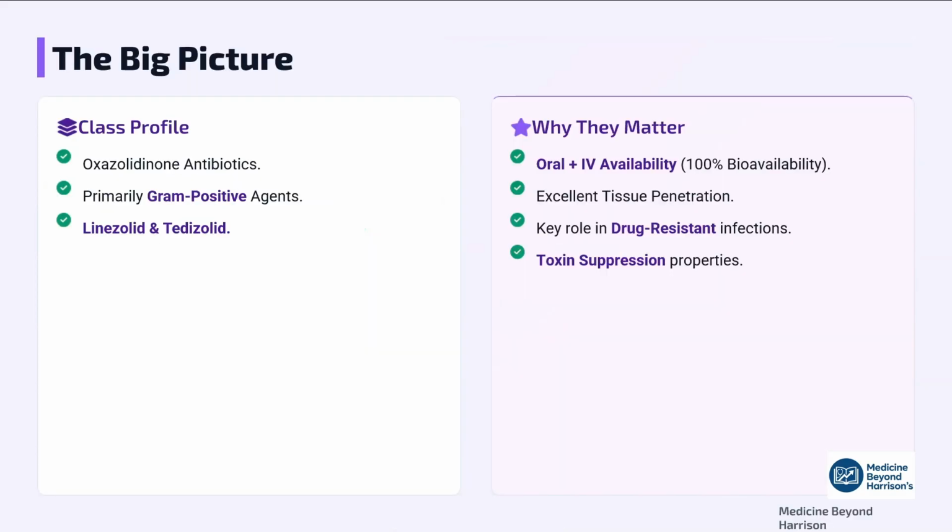Let's get started. So, the big picture: Oxazolidinone antibiotics include Linezolid and Tedizolid, which are primarily gram-positive agents. Oral and IV availability is almost 100% with excellent tissue penetration, and they have a key role in drug-resistant infections. It has a high toxin suppression property and can be used for MRSA and MSSA that produce toxins also. So this is the major overview about these drugs. They are excellent gram-positive coverage agents, and they even cover enterococcus.